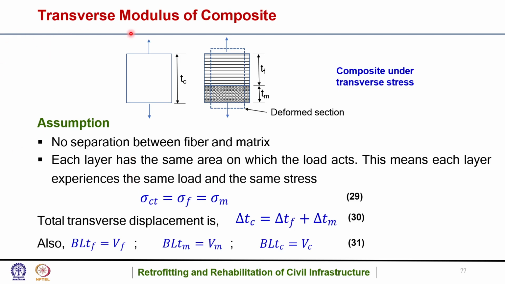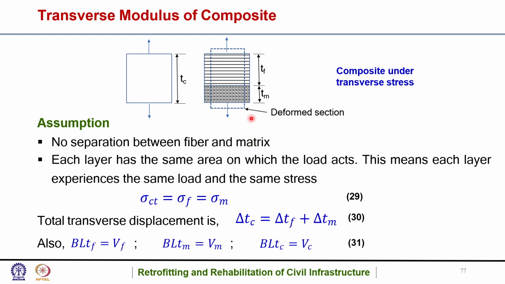Now let us come to the transverse modulus of composite. So this is composite under transverse stress. That is basically the load is acting in the perpendicular direction, or along the transverse section. Okay, so if you see here, the load is acting along a plane or a section which is parallel to the axis of the fiber, the longitudinal axis, so that is the transverse.